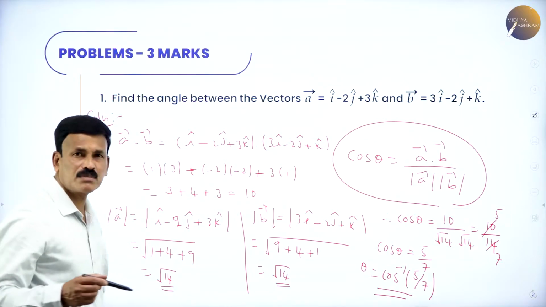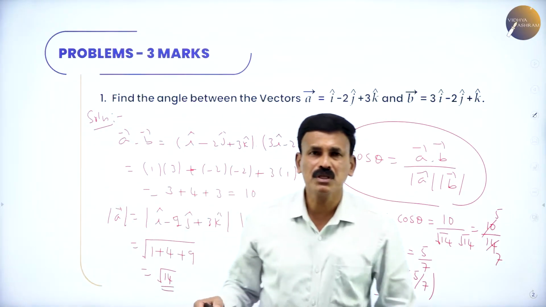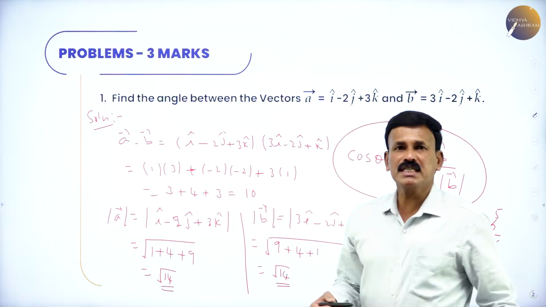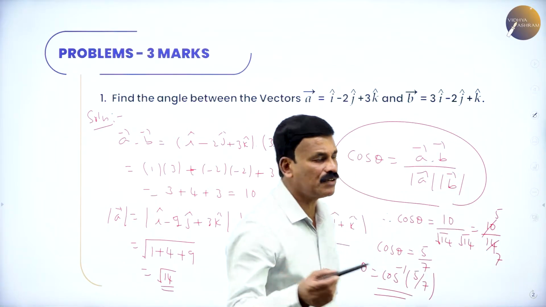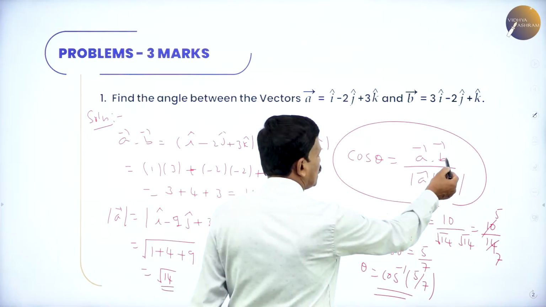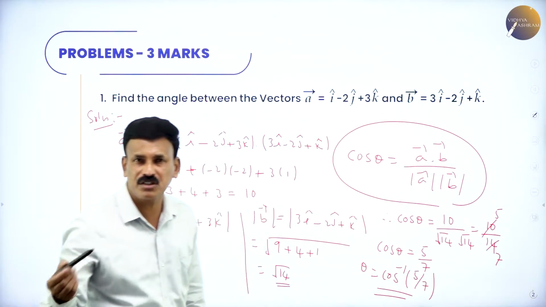Now listen to me, I'll explain once again. This is a very important problem. The angle of intersection between the two vectors A and B is given by cos theta is equal to vector A dot B divided by length of A into length of B.